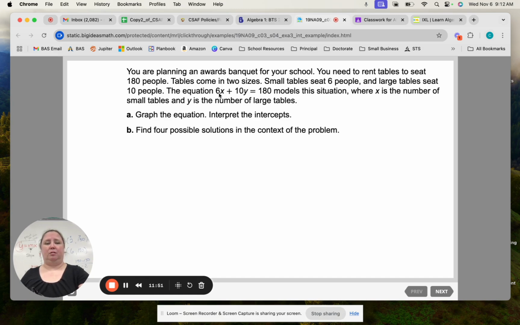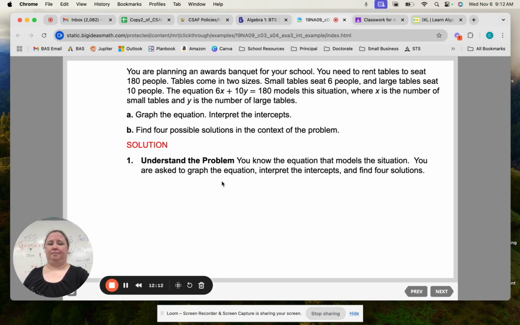So here's your tables, 6-person table, 10-person table. And how many people do we need to sit? 180. So do we have a nice model? Yes. So we're going to graph this to decide how many of each size of table we would need. So the first thing we're going to do is find the intercepts. So write your equation.